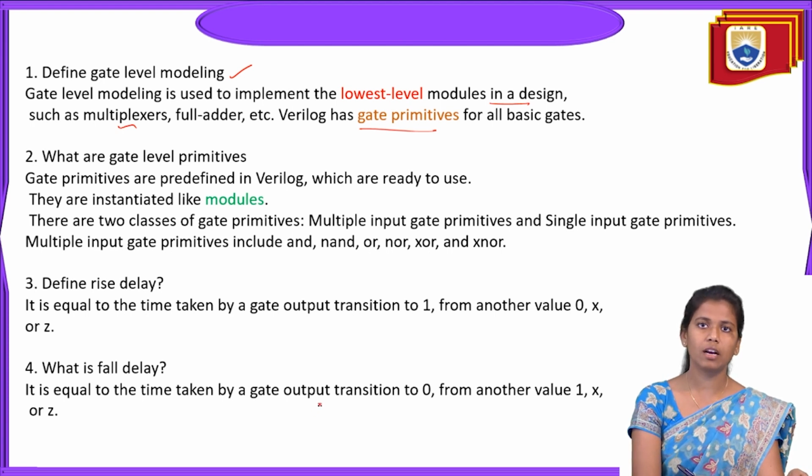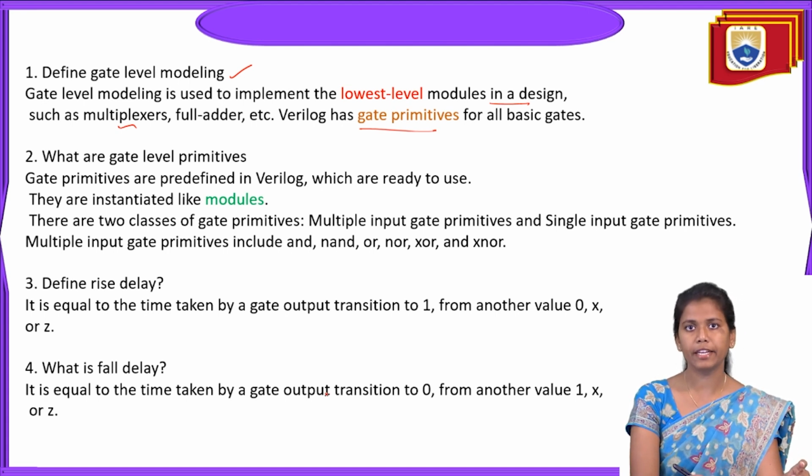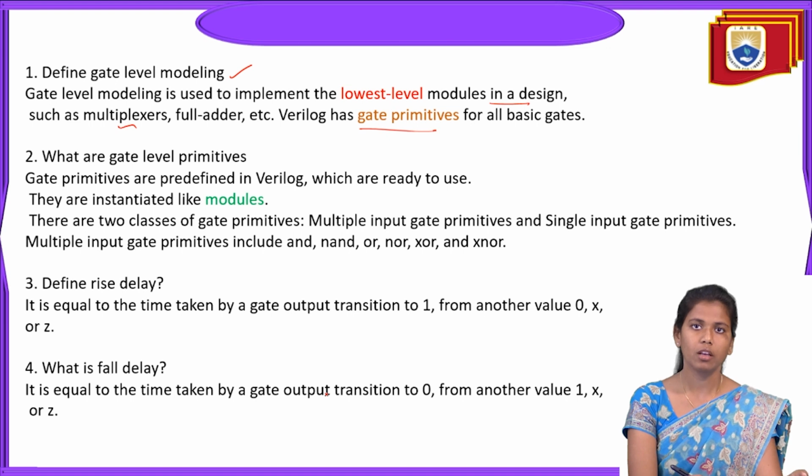We have four kinds of modeling styles: behavioral modeling, gate level modeling, data flow modeling, and switch level modeling. Among these four, one is all about gate level modeling, where we design the circuits based on gates. All the gate primitives can be obtained from the Verilog library.